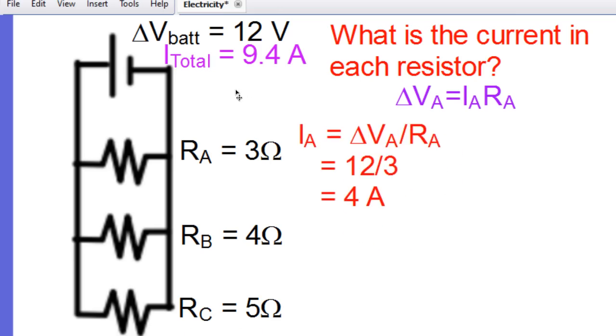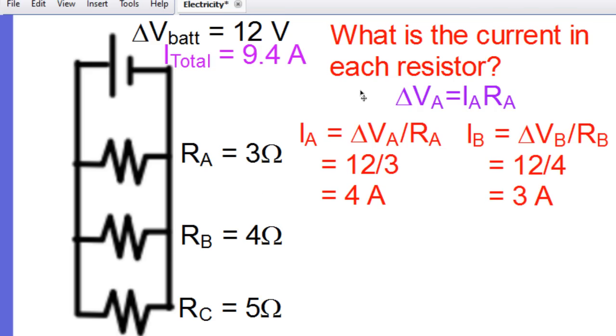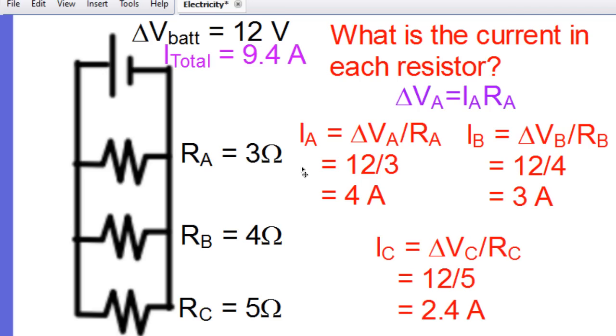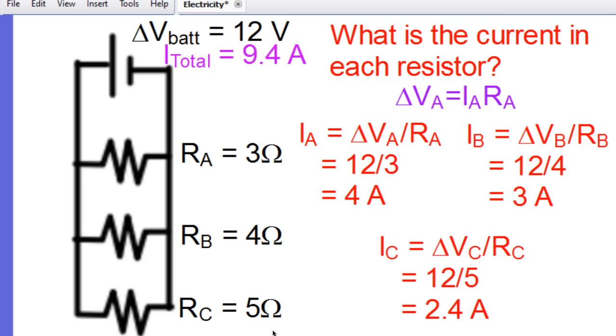So, since we know the voltage used up by A, it's 12, because they're in parallel, and we know the resistance of A, it's 3, because I said so, I can divide them to get the current in A, 4 amps. I can do the same thing for resistor B, give me 3 amps. But I can do the same thing in resistor C, give me 2.4 amps.